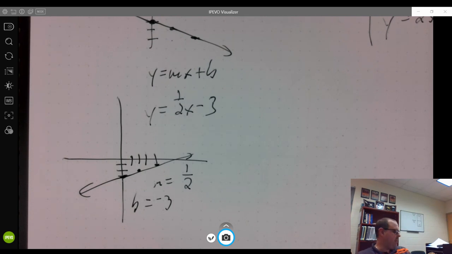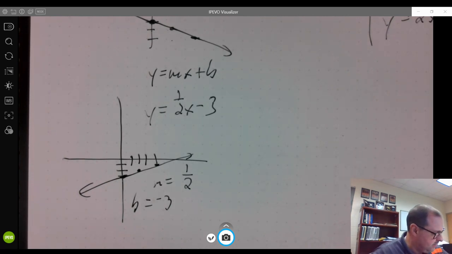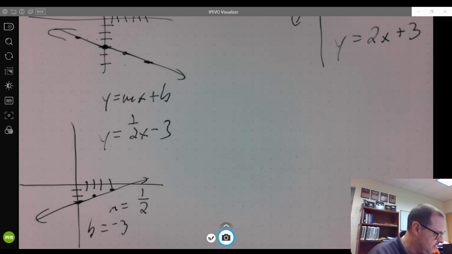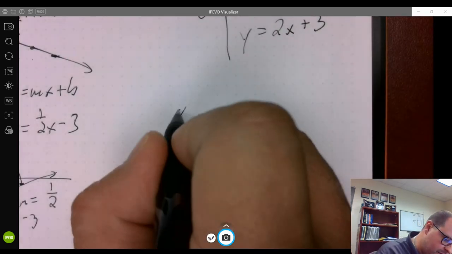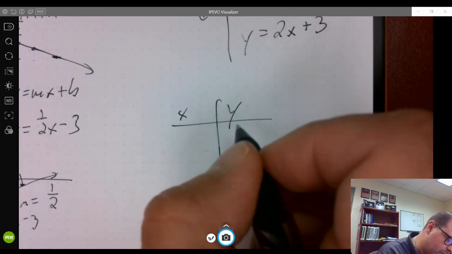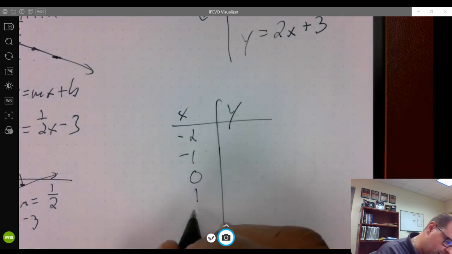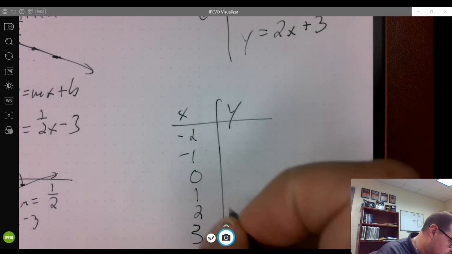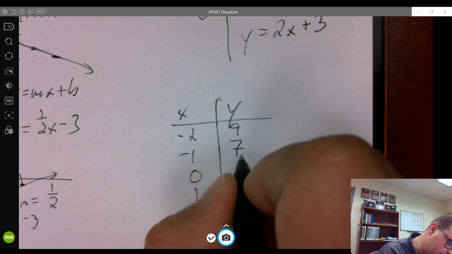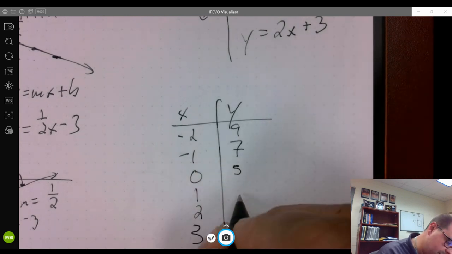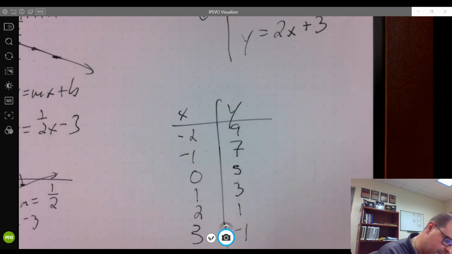Okay? Now, what if I have something that's in a table and I'm going to put it in an equation? I'm going to give an example. I have my book next to me, but instead of showing you the book, I'll just do this example. So here's our table: 9, 7, 5, 3, 1, and negative 1.